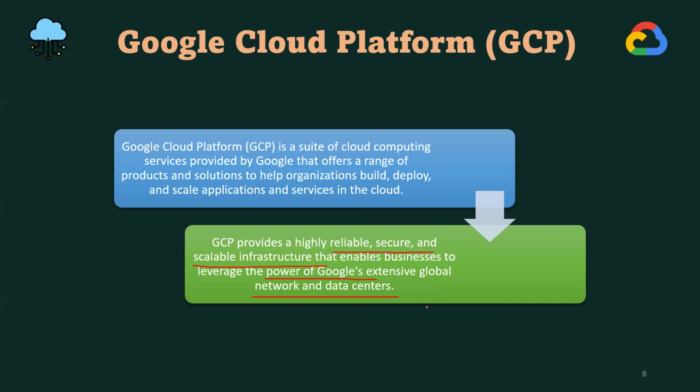So Google Cloud Platform is offering plenty of cloud computing services, guys. Organizations can use these services to build applications, deploy applications, and scale applications and services in the cloud. They can also store the data, process the data, analyze the data, and visualize the data. All of these activities they can do within Google Cloud Platform itself, right? So that's something that we have seen.